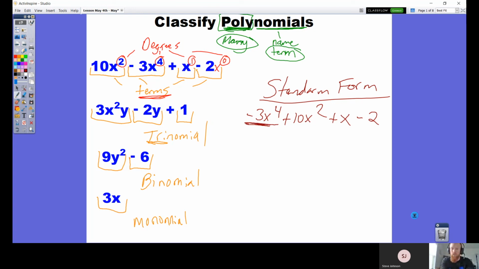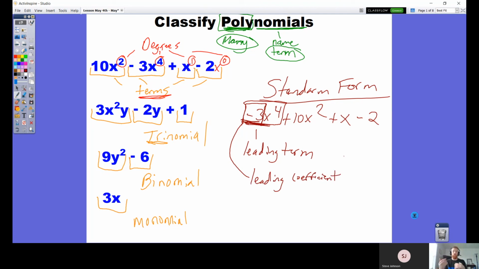We also call this the leading term. And then we also have another part to this. This is the leading coefficient. So the -3 would be the leading coefficient. So just a lot of terms, a lot of vocabulary here that goes with the polynomials. And you're going to hear me say this a lot. So that's why I wanted to go through this.